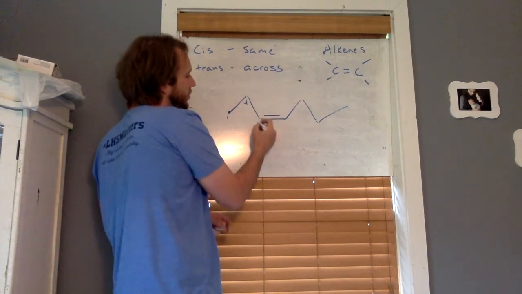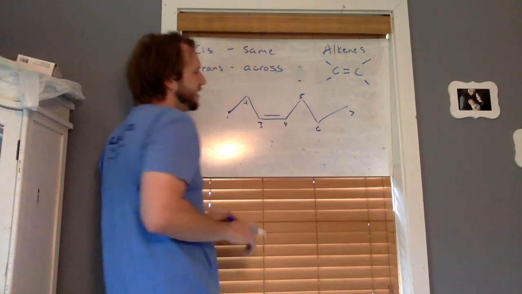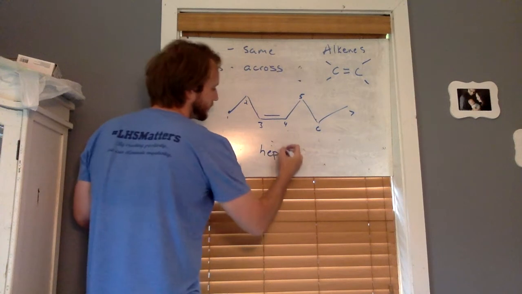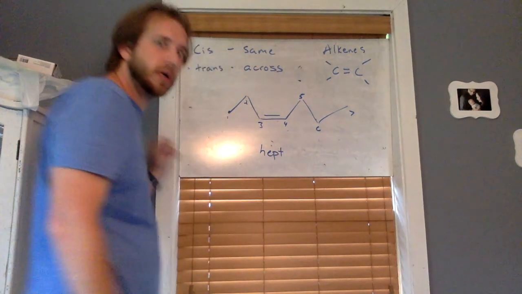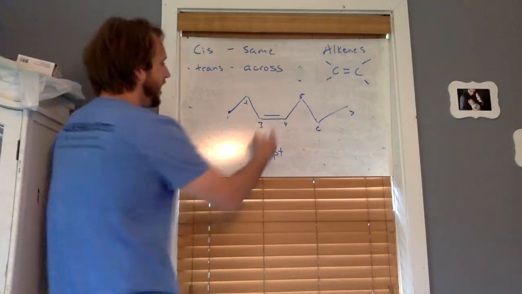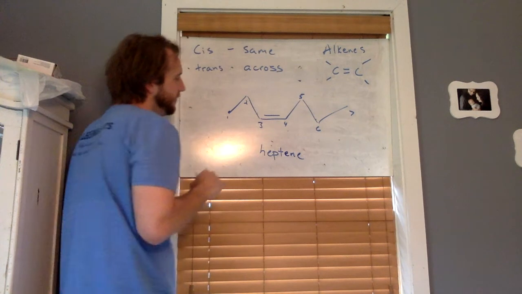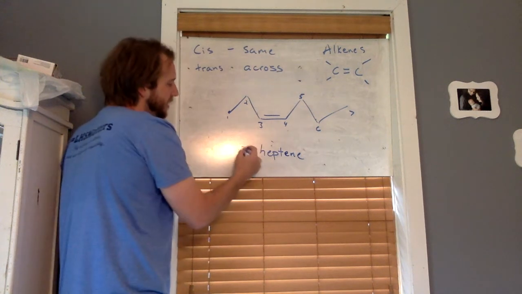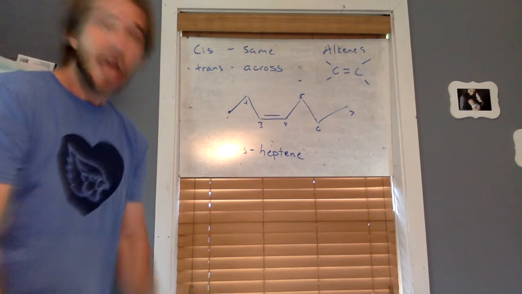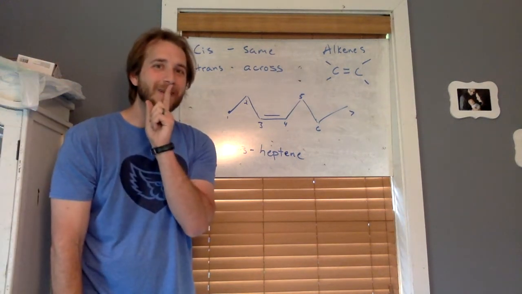I got 1, 2, 3, 4, 5, 6, 7 as I'm going across, so this is going to be a hept something. Well, we know it's a heptene because we've got this double bond here, and it's between the 3 and the 4, so we indicate the first carbon that it is attached to. This is 3-heptene. Now the question is, do we have cis or trans conformation here?